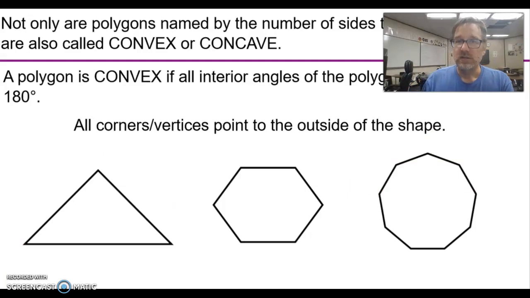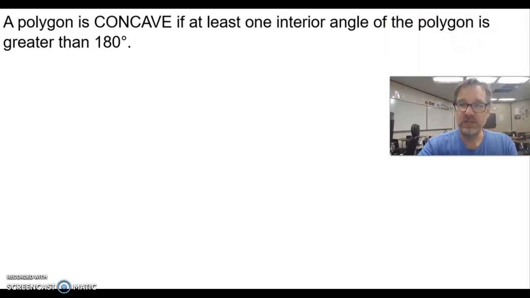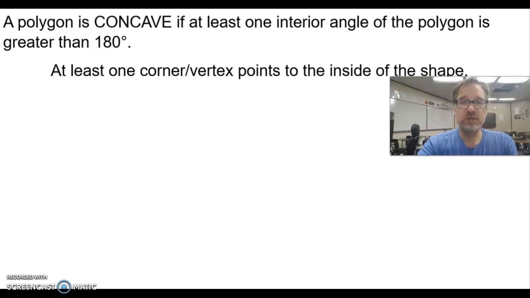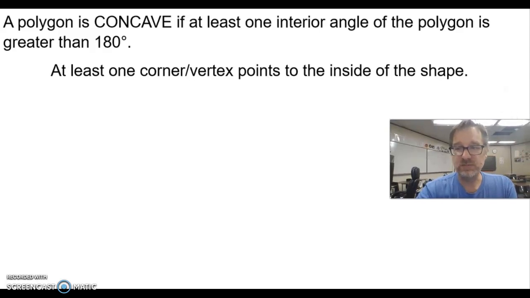Because all the corners point out, these are convex. Now, we have concave polygons. A concave polygon has at least one, could be more, at least one of the interior angles greater than 180. This means at least one of the corners will point to the inside of the shape.